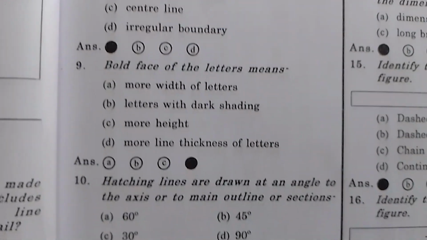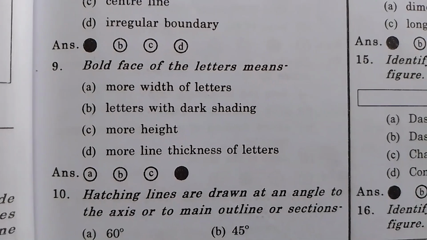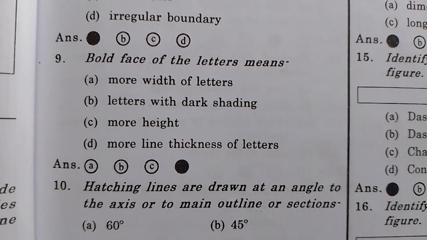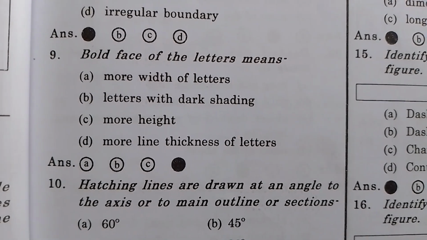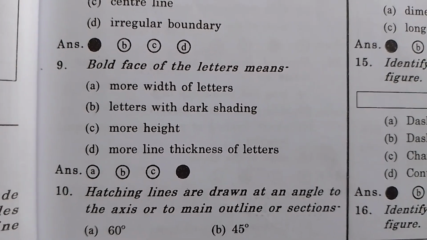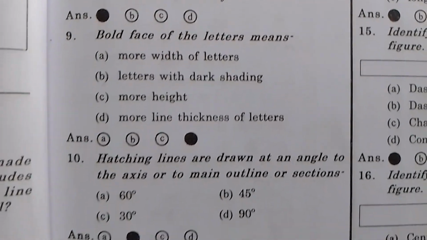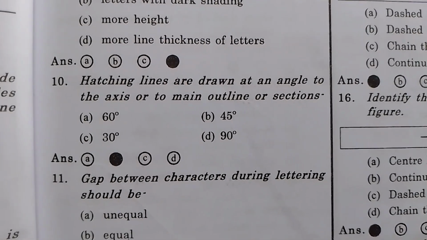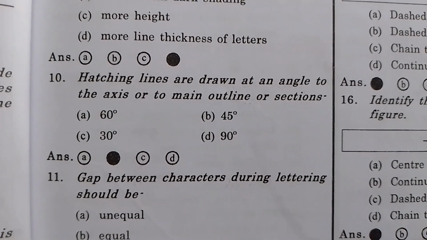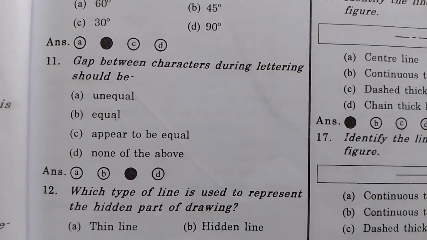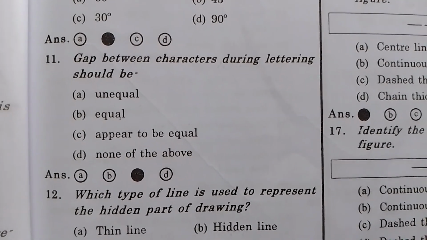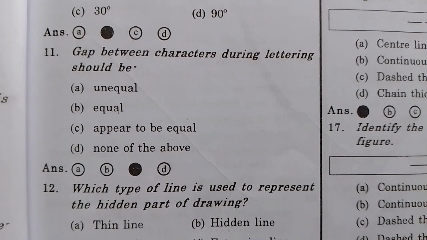Question number 9. Bold face of the letter means more width of letter with dark shading, more height, more line thickness of letter. So option D is correct. I have already discussed that bold face means Roman style, with more line thickness of letters. Question number 10. Hatching lines are drawn at an angle of 45 degrees, as I have already told. Question number 11. Gap between the characters during letter writing should be unequal, equal, appear to be equal, or none of the above. So option C is correct, it appears to be equal.